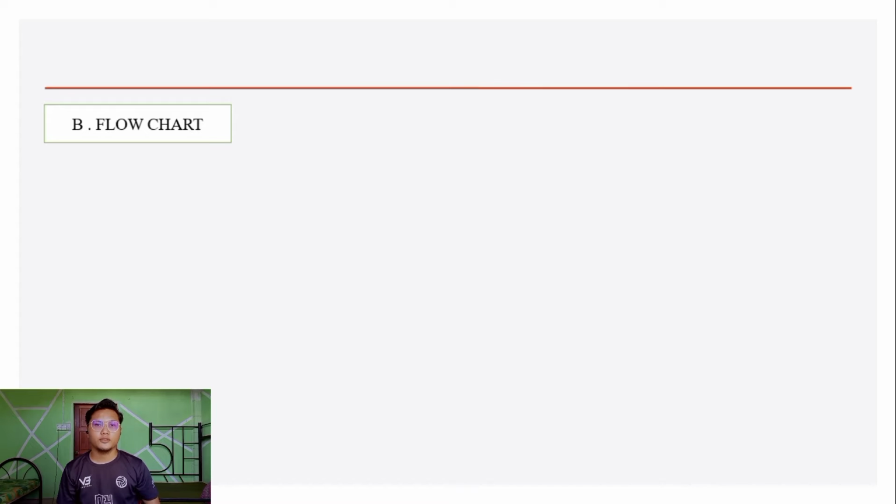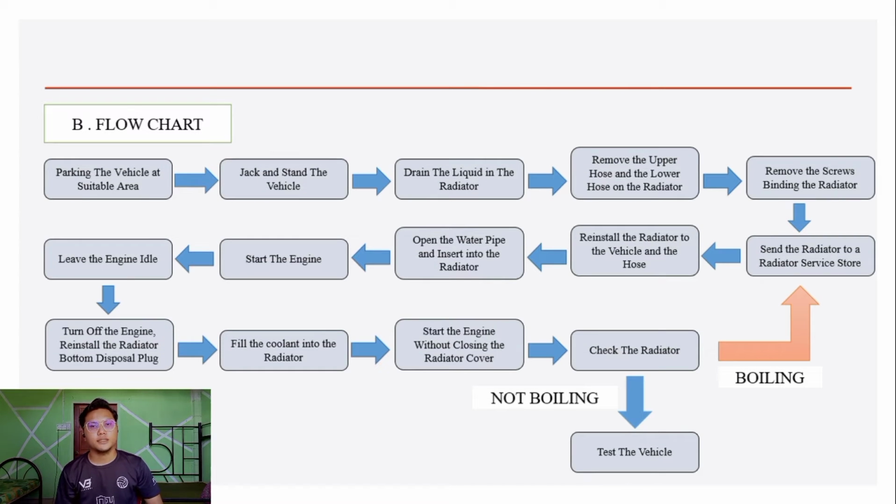This is the flowchart of servicing a radiator. First one, we need to park the vehicle at a suitable area. Next, we need to jack and stand the vehicle. After that, we drain the liquid in the radiator. Next, we remove the upper hose and the lower hose on the radiator.